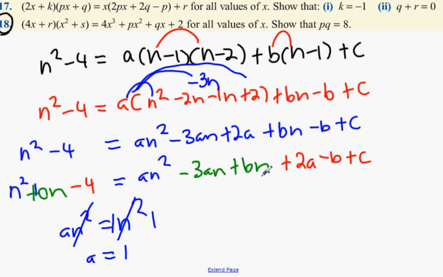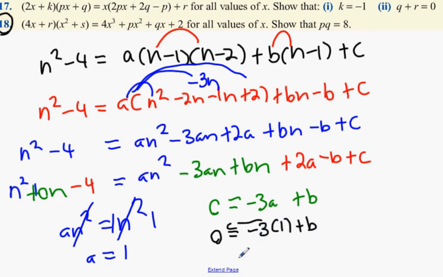What about the green part? 0n equals minus 3an plus bn. The n's will disappear, right? So bye n's. And then what happens to the a value? Minus 3 times, come on guys, stay tuned in, plus b. Minus 3 times 1. Bring that minus 3 over to your side. 3 equals b.